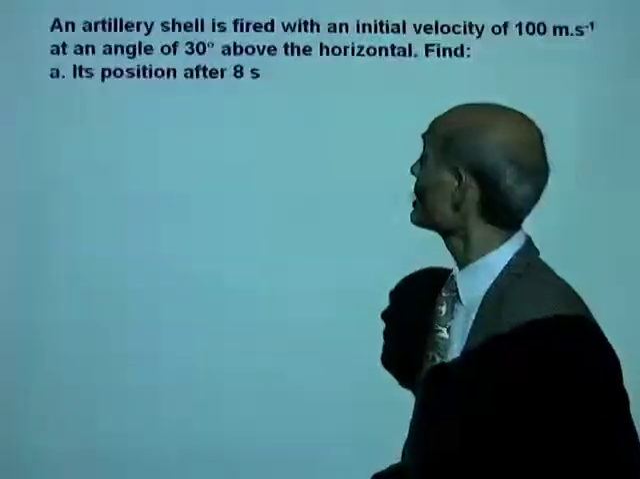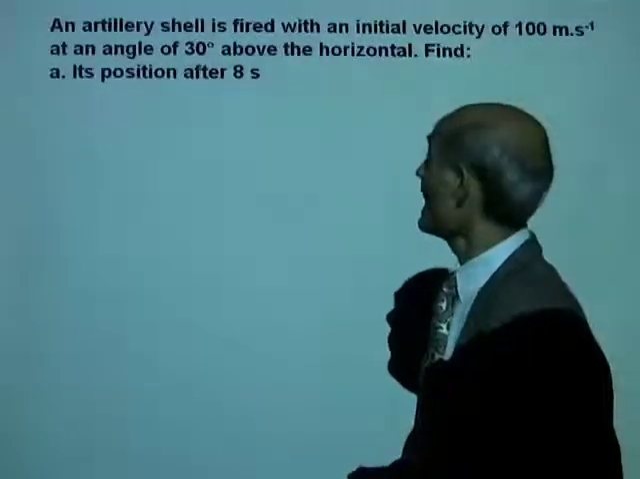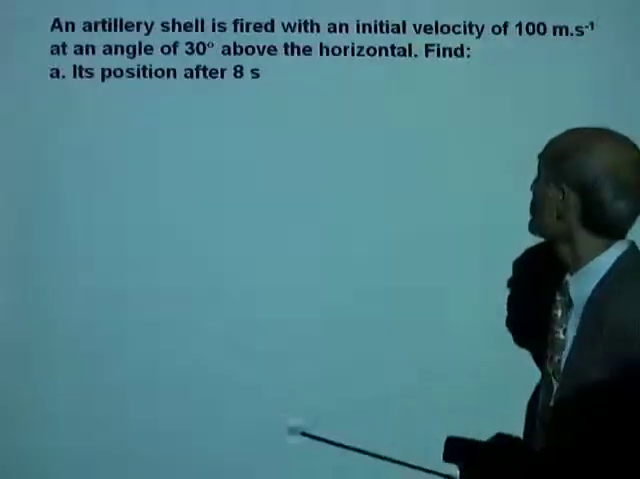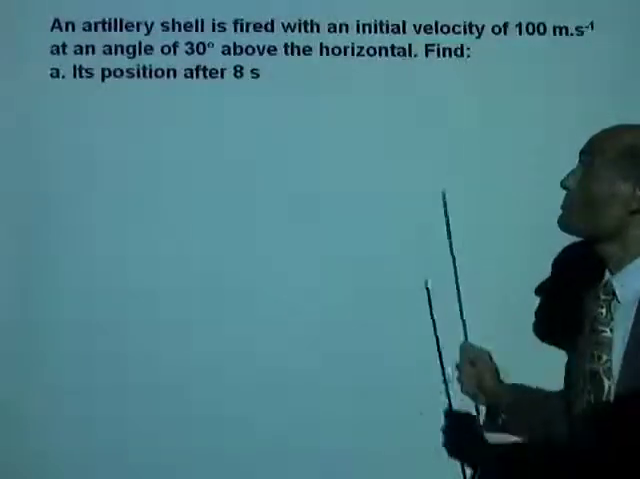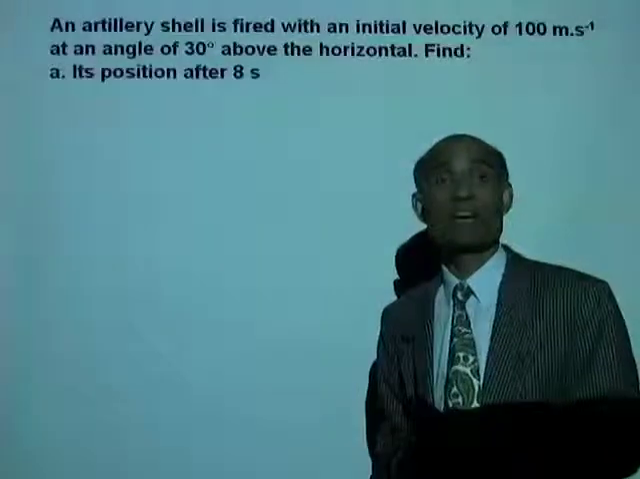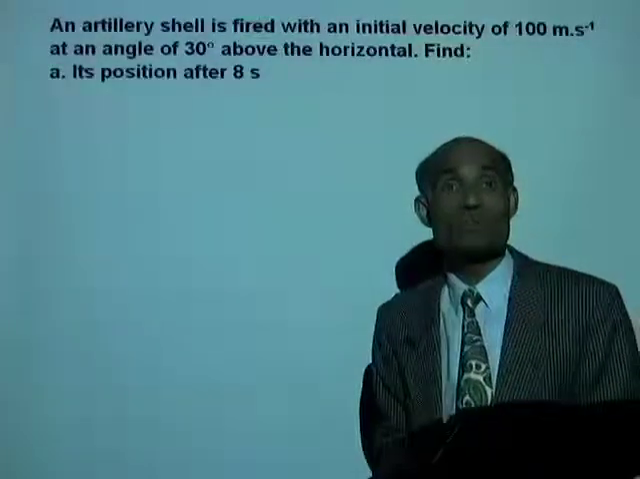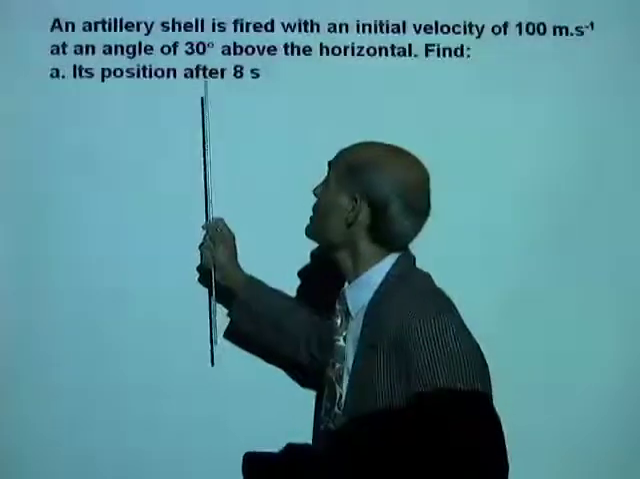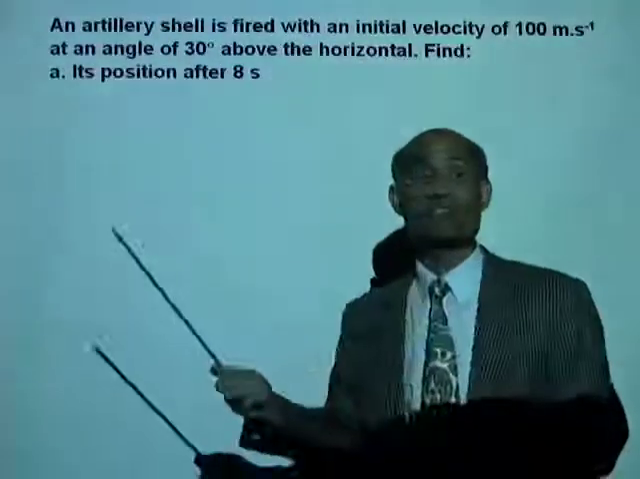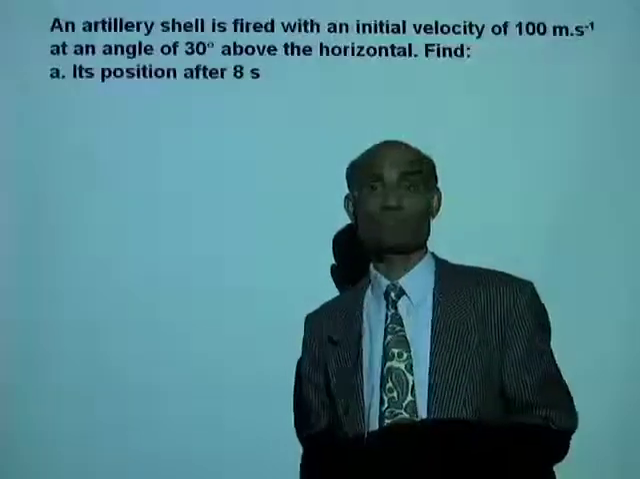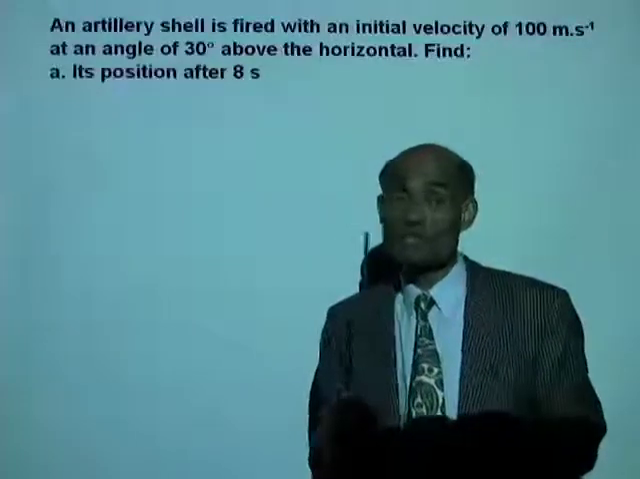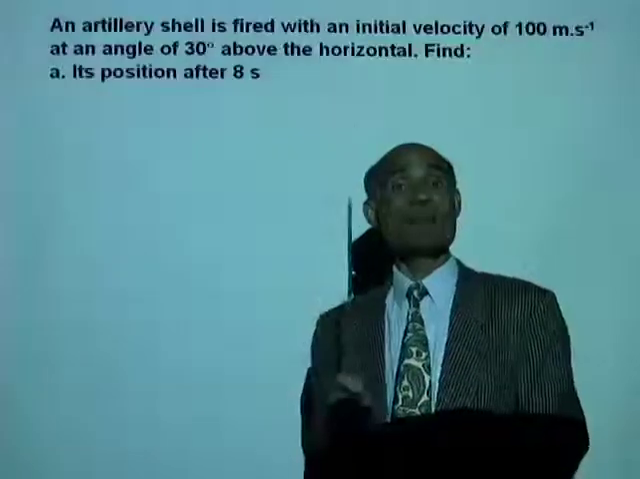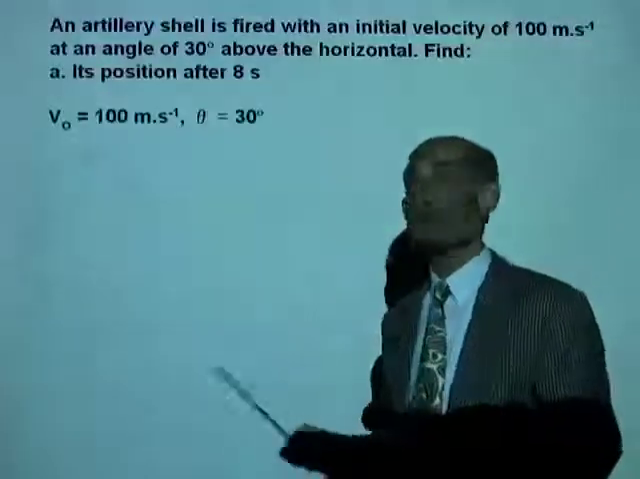Alright, let's look at a problem. An artillery shell is fired with an initial velocity of 100 meters per second at an angle of 30 degrees above the horizontal. Find A, its position after 8 seconds. Its position after 8 seconds will have an x value and a y value. We need to find both.